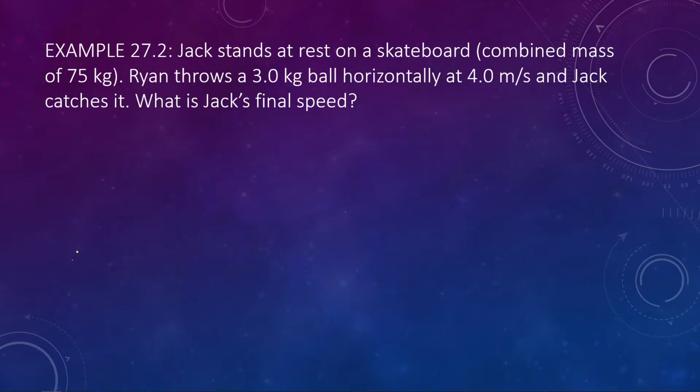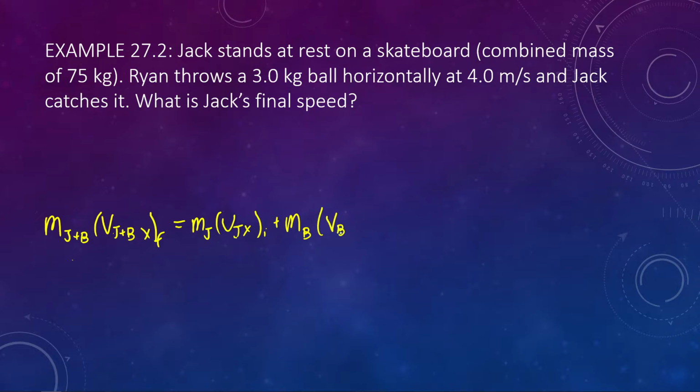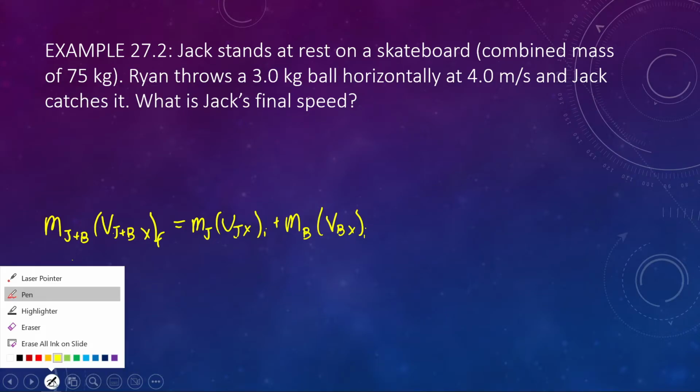Okay, well, I'm just gonna write what we had again. I apologize for that. So we had mass of Jack plus the ball times the velocity of Jack plus the ball in the x direction final equals mass of Jack times velocity of Jack initially, and mass of ball times the velocity of the ball initially. Sorry about that.